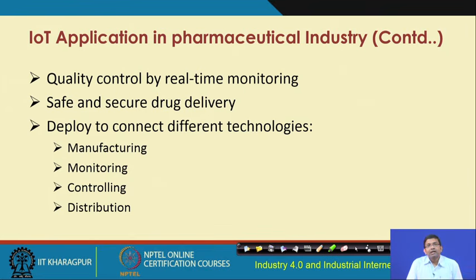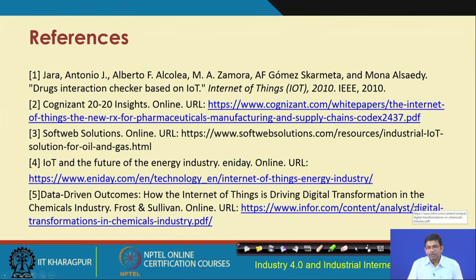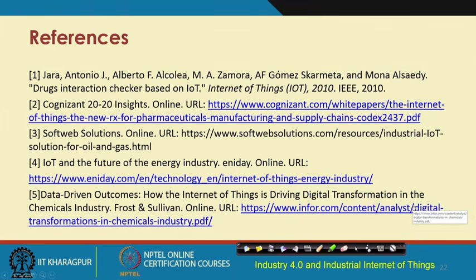So, quality control by real time monitoring, safe and secure drug delivery, deployment of different solutions to have improved manufacturing, improved monitoring, controlling distribution. These are the different other requirements in the pharmaceutical industry. Improving logistics, tracking the movement of pharmaceutical goods, improving warehousing, optimizing routing, maintenance of machines and equipment, inspecting the machines of medicines and vaccines. These are also going to improve with the incorporation or integration of IoT in the pharmaceutical industry.